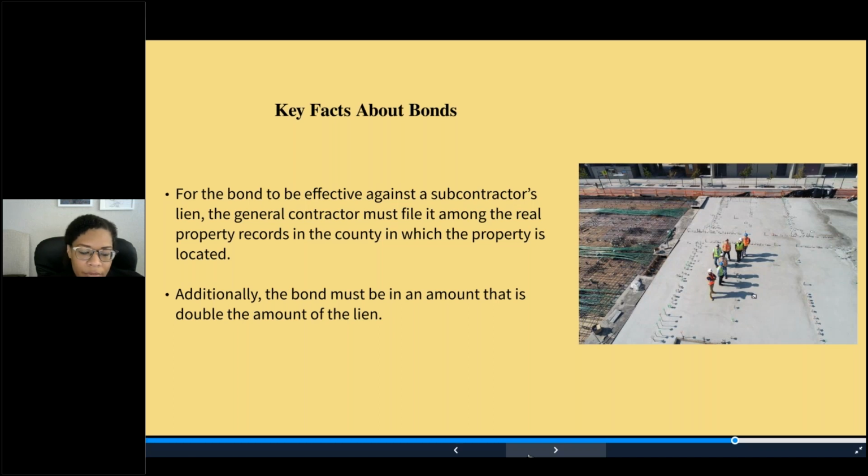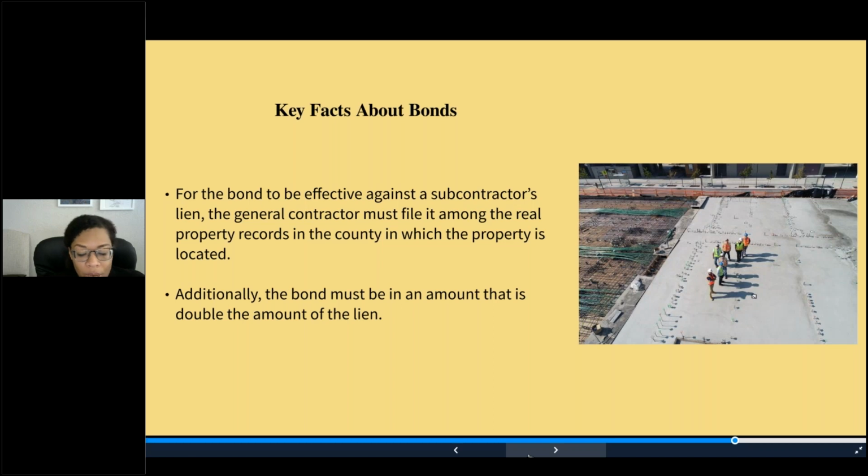In order for the bond to be effective against the subcontractor's lien, the general contractor must file it in the right place. He has to file it in the county in which the property is located. Additionally, the bond must be in an amount that is double the amount of the lien. However, if the total amount of the lien is greater than $40,000, another calculation is used to determine the bond amount.